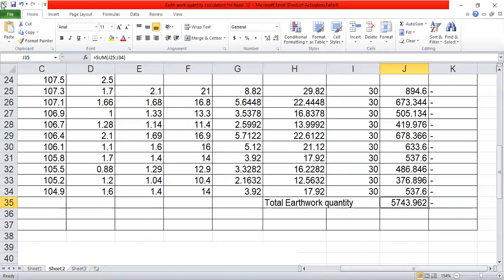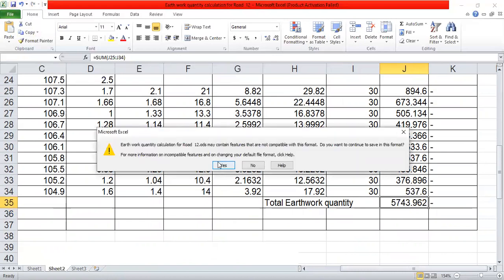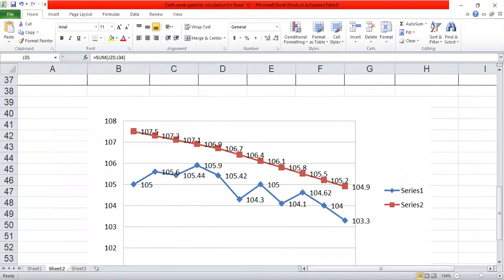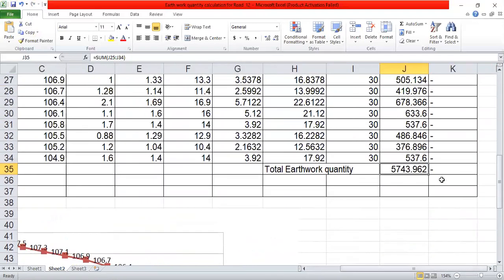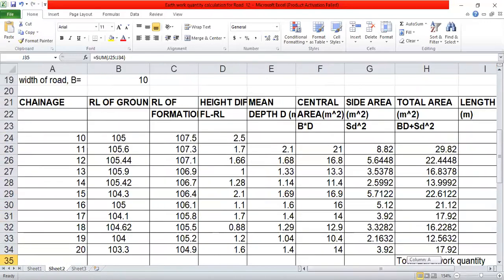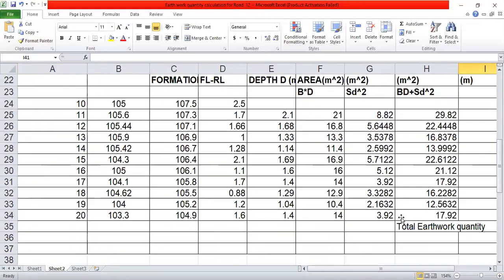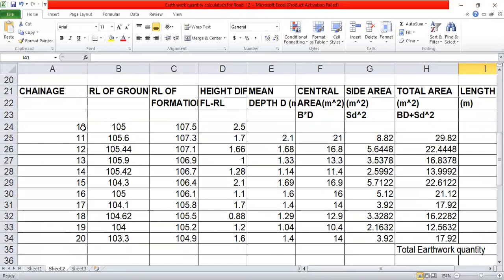In a similar way, you can draw the graph. How to draw the graph is, first click somewhere outside the chart, and then select the values: chainage values, RL of ground and RL of formation. Select all the three columns.